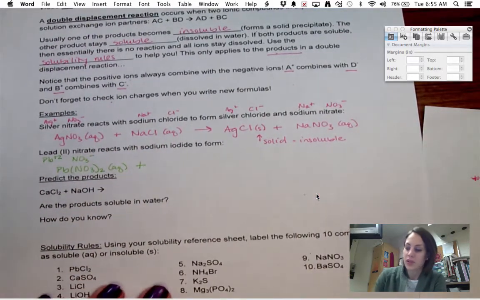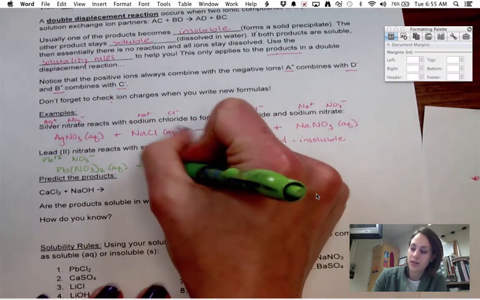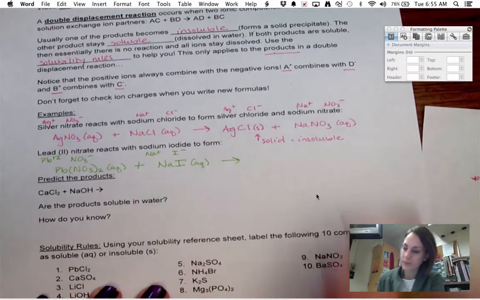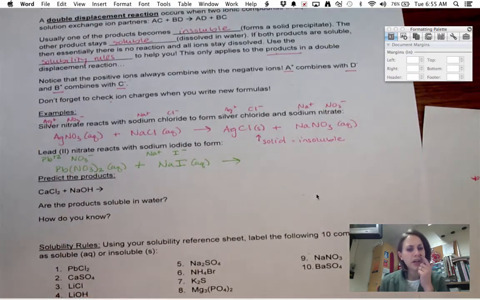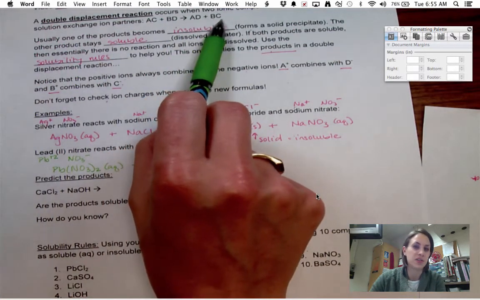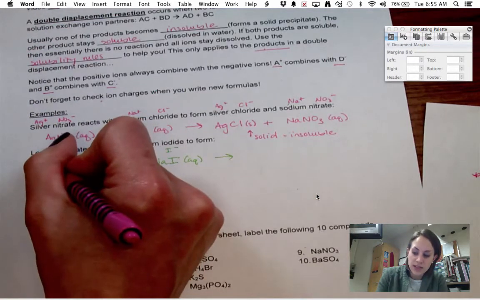That's going to react with sodium iodide. Sodium is a +1 and iodide is a -1, so I get NaI. Okay, now you're going to want to go in and assign your letters from up here so that you really know what is going to switch places. So I'll just put in my letters kind of small up here.